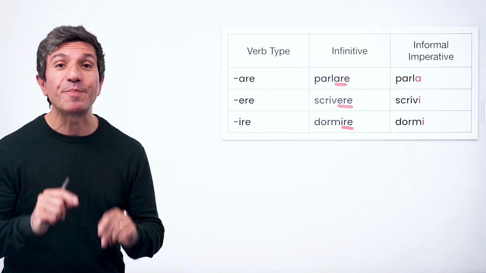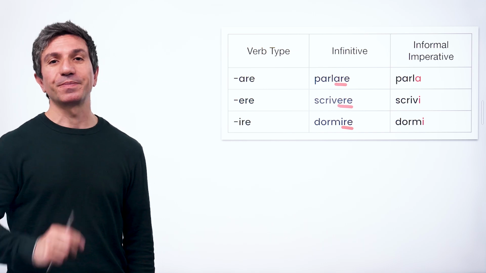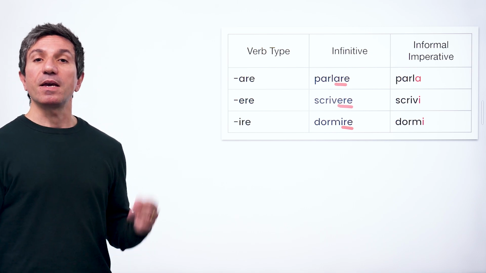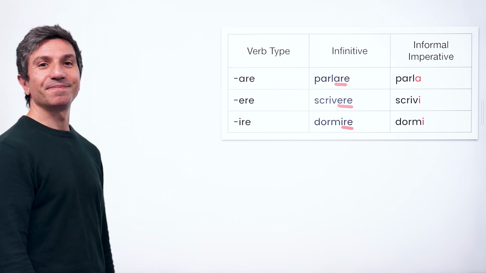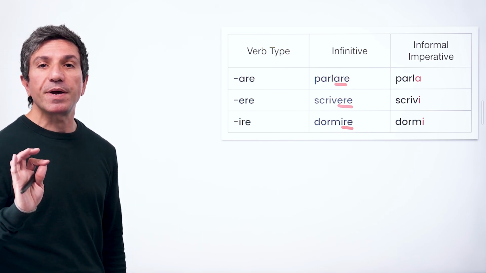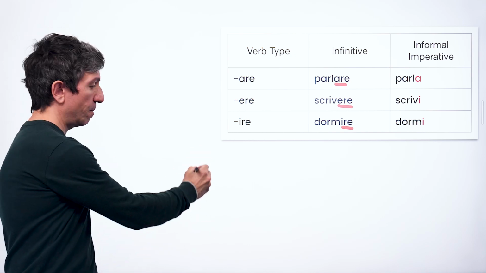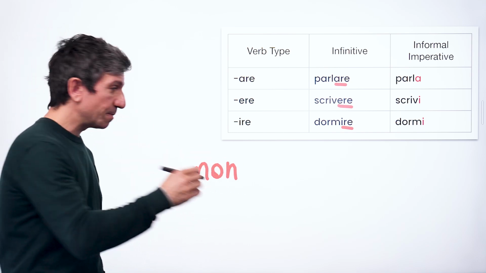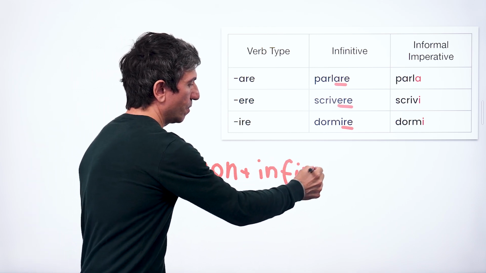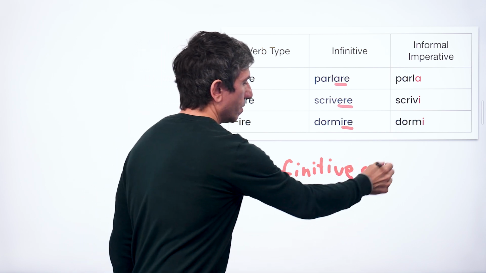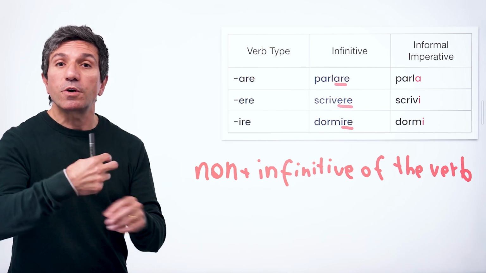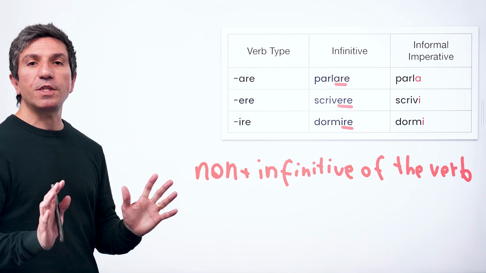The informal negative imperative in Italian has a special rule, especially when you are talking to tu, you, singular informal. Here's how it works. For tu, you, informal, the negative imperative is formed using non plus the infinitive of the verb. So, instead of conjugating the verb, you leave it in the infinitive form after non.